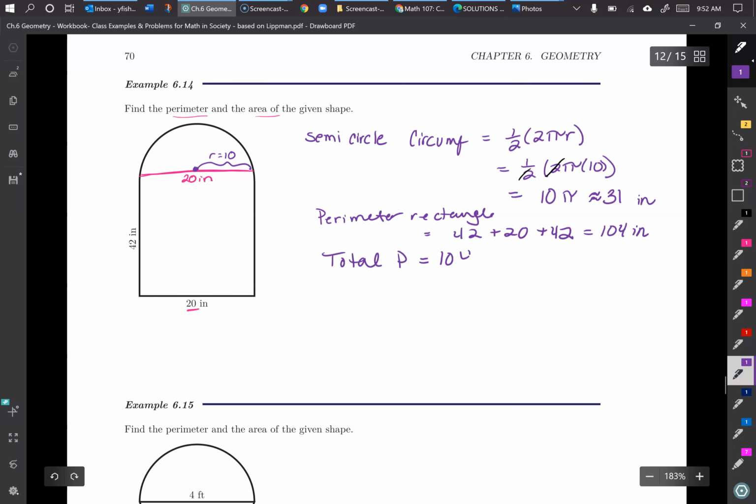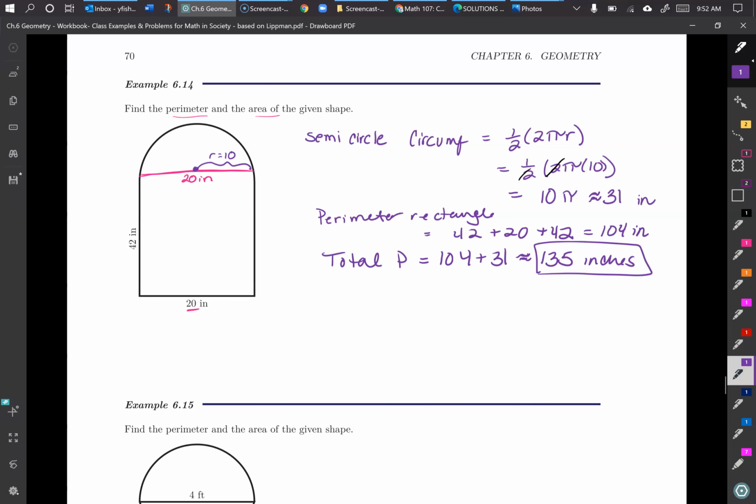That would be 104 plus 31. And I'm just rounding to the nearest whole numbers here. So that's about 135 inches. Now for area, it's a similar process.